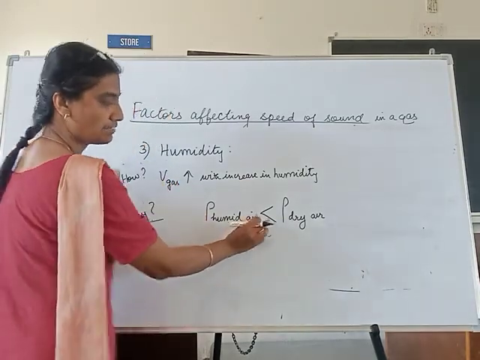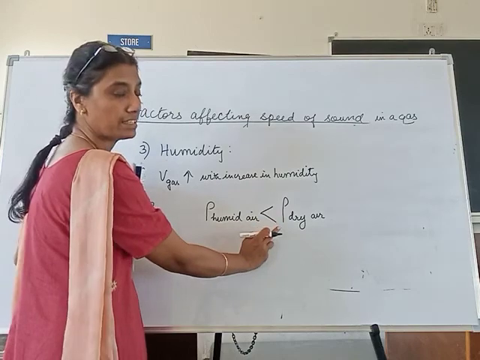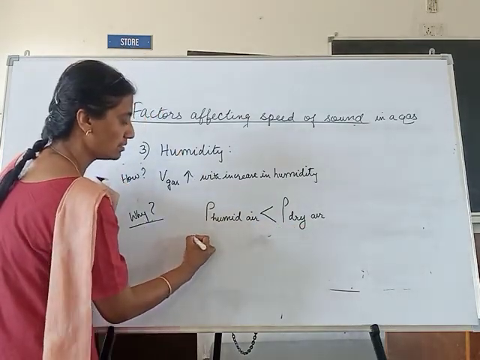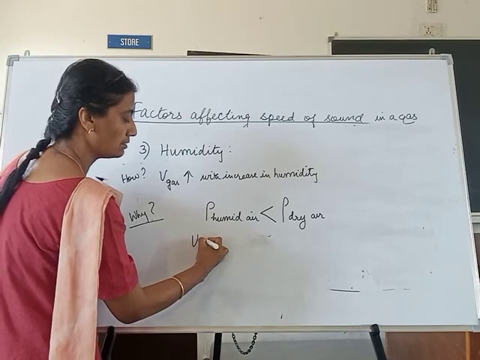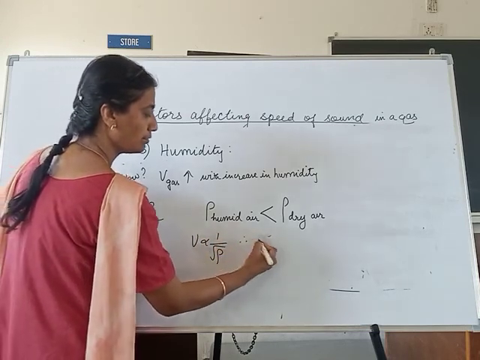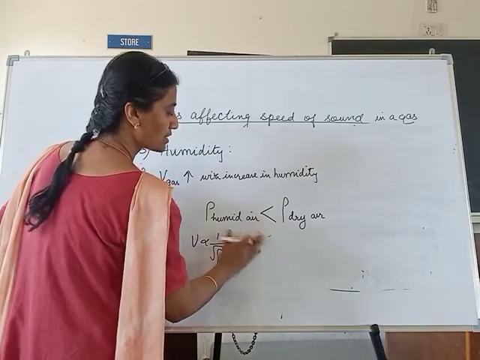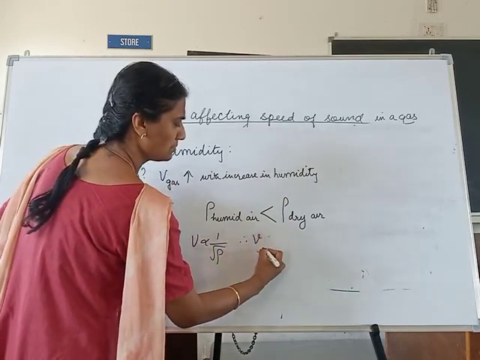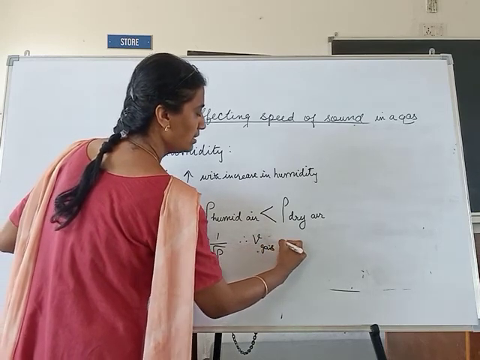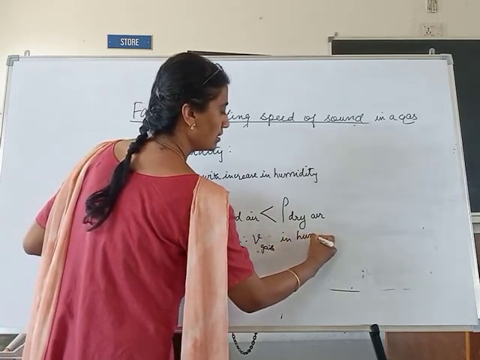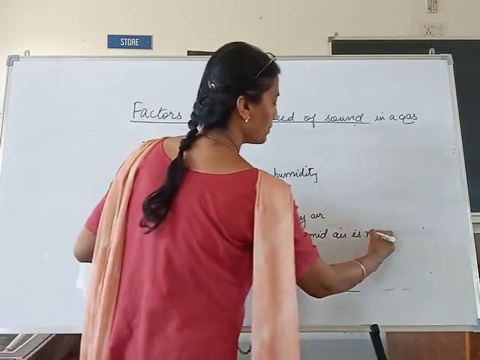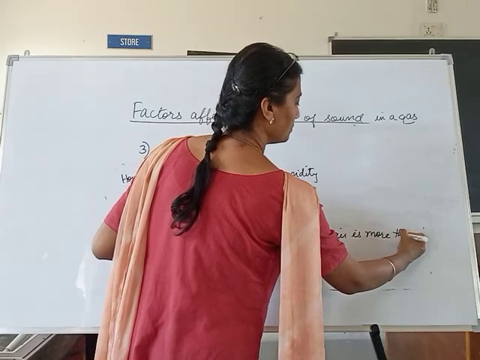The first point you will write is: density of humid air is less than density of dry air. We know from the formula that V is inversely proportional to square root of density. Therefore, speed of sound in humid air is more than speed of sound in dry air.